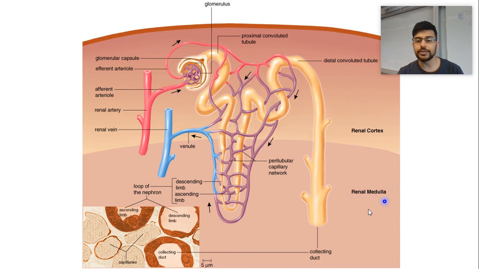You can see that the inner part of your kidneys is called the renal medulla. It's a very salty region. We'll talk about that shortly. And the outer region is called your renal cortex. If you recall from our first unit, cortex is the outer portion of some sort of organ or body tissue. The medulla is the inner portion of that tissue.